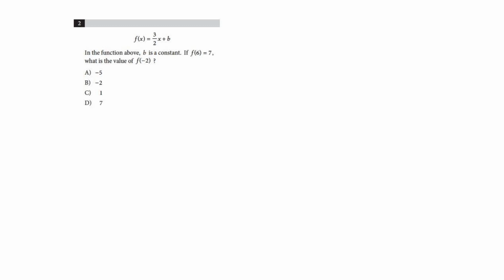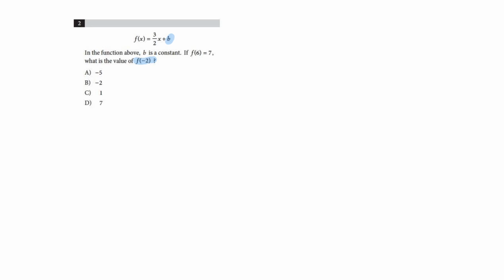Number 2. In the function above, b is a constant. If f of 6 equals 7, what is the value of f of negative 2? Almost every version of the SAT that I've come across has 1 or 2 questions like this. You need to figure out what the value of b is before you can figure out the value of f of negative 2. To do that, we're going to take advantage of function notation.